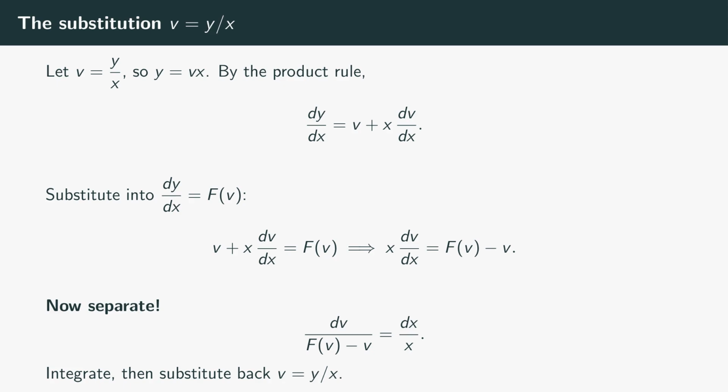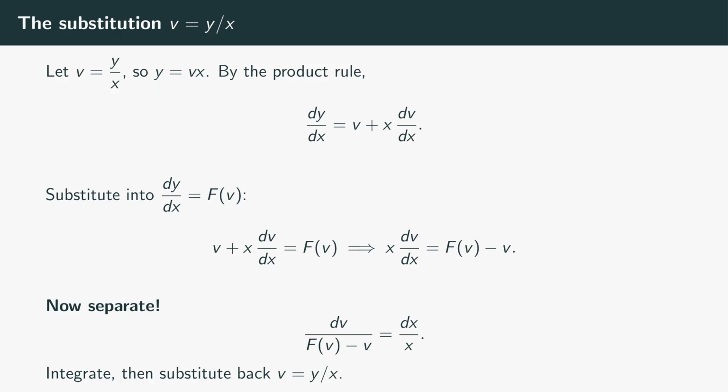Here is the substitution and why it works. Let v equal y over x, then y equals v times x. Since v is itself a function of x, we differentiate y as a product, dy dx equals v plus x times dv dx. That is the product rule, with the derivative of x being 1. Now substitute this into the equation dy dx equals f of v. The left side becomes v plus x dv dx, and the right side is f of v.